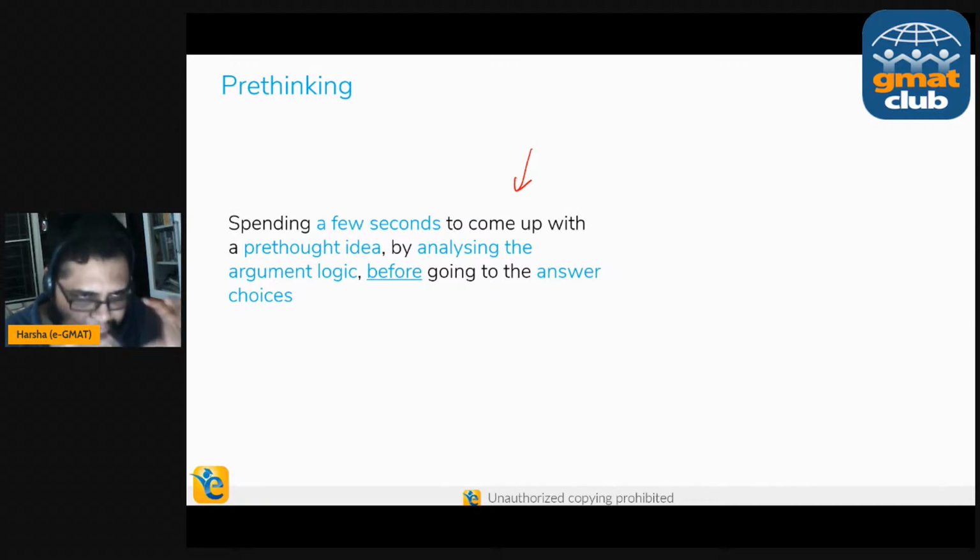How do you do this? By truly deliberating on the logic of the argument. Understand what the conclusion is, understand what the logic is. Deliberate for a few seconds on that. You're going to come up with pre-thought ideas. One very important point: you have to do this before you go into the answer choices. If you do pre-thinking after you take a peek at the answer choices, that pre-thinking you can throw into the dustbin. It's useless.